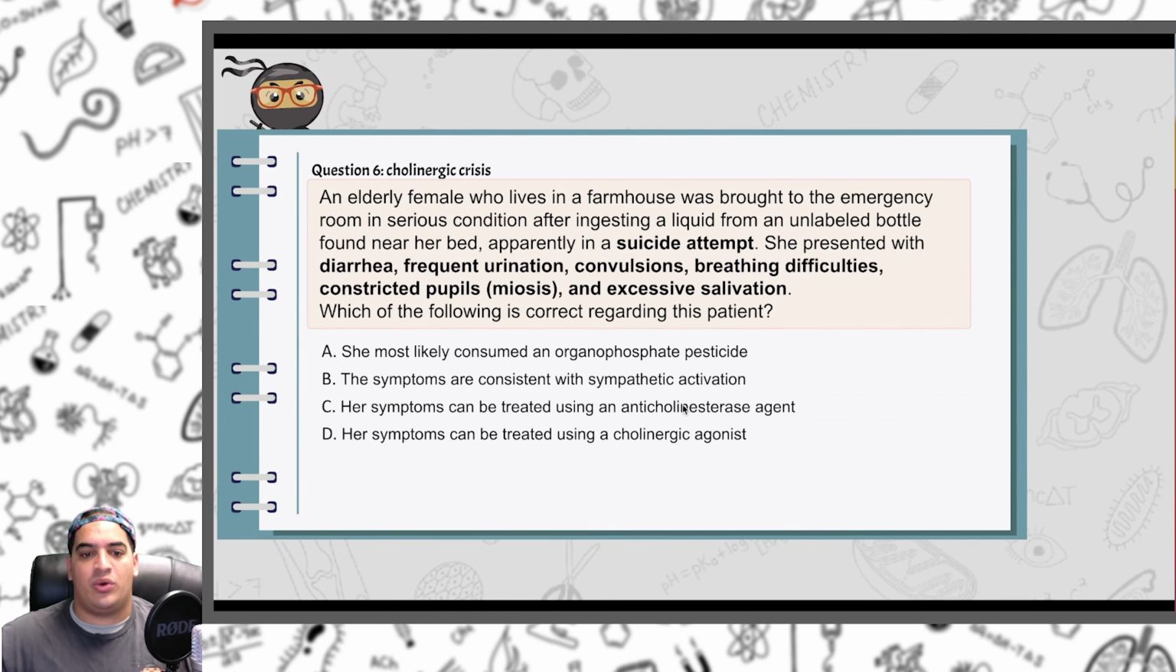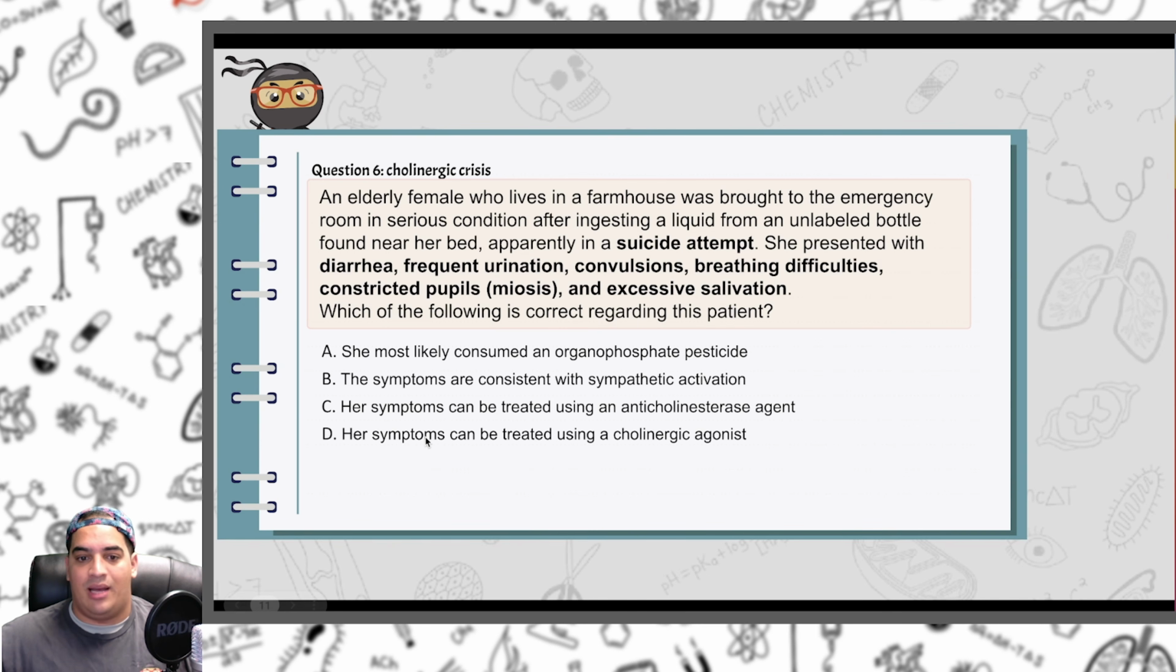Her symptoms can be treated using an anticholinesterase agent. Oh my gosh, you killed them. If you give them an anticholinesterase, you're going to increase their acetylcholine levels in the synapse even more, so you'll worsen all this stuff. Her symptoms can be treated with a cholinergic agonist. Okay, you want to put her into the ground a little bit quicker? Sure, give her that. But that's not going to benefit her. It's going to, again, worsen her actual cholinergic crisis.